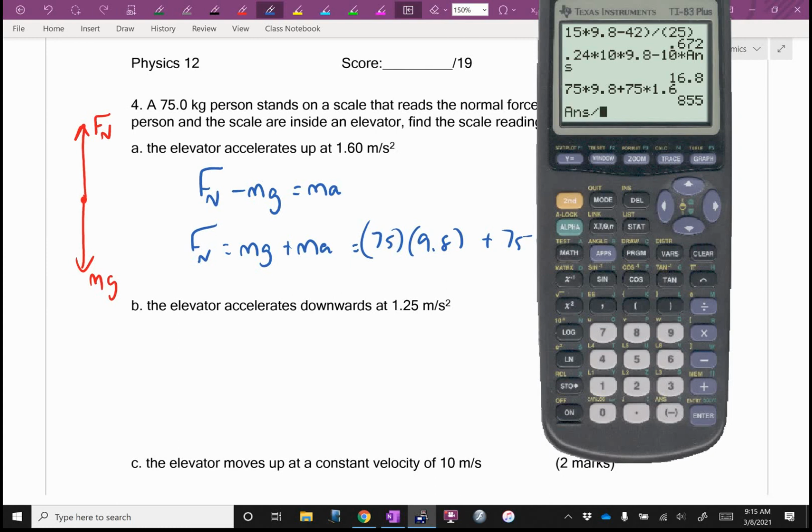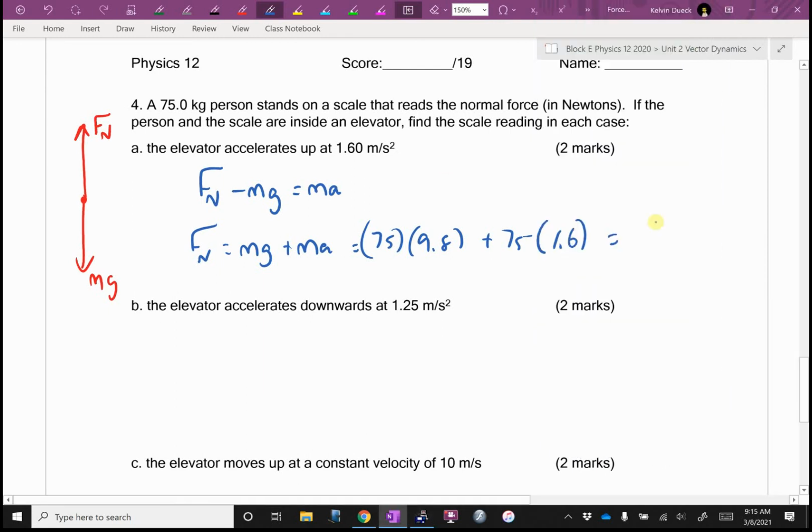If I had asked you what the scale read in kilograms, I could divide by 9.8 and say 87.2 kilograms. I didn't ask that, but as far as I'm concerned, that's fair game. I can ask you to go on a scale from kilograms to newtons to kilograms to newtons. Anyways, 855. If you got that, 2 out of 2. Otherwise, I would give you half mark for the original equation, half mark for getting the normal force by itself, half mark for the numbers, and a half mark for the answer.